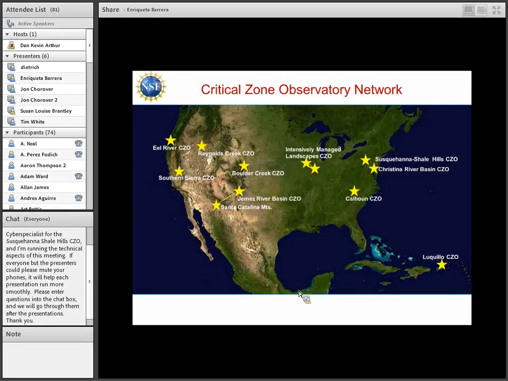The best source to obtain information about the CZO sites and the program is the website. This is criticalzone.org. At this website, you can find information about each of the sites. You can see it here. And you can also find information in relation to research, the infrastructure, the data, publications, educational outreach, and also people who are involved and who to contact.